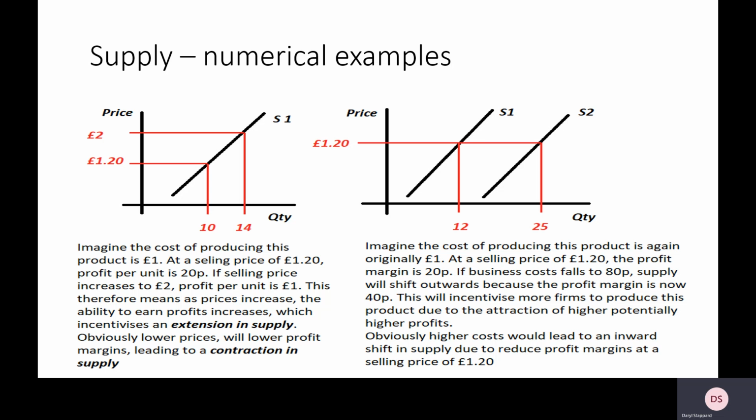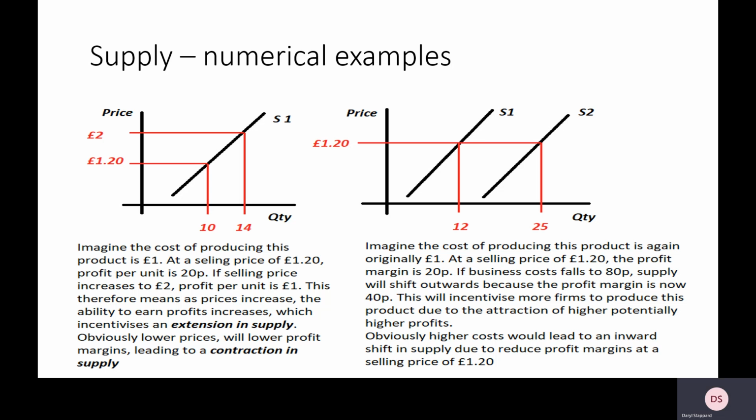Now, what that would mean is that if the price is £1.20 and the cost of production is £1, the profit margin is 20p on every single good that's sold. Now, 10 firms might think this is acceptable profit to want to be in this marketplace. If we then increase selling price to £2, you can see that the number of firms in the market has grown from 10 to 14. Now, the idea is at £2, at the original cost of £1 to produce this good or service, there is now a £1 profit margin for every single product that's sold. Well, that higher ability to make profit would incentivize an extension in supply.